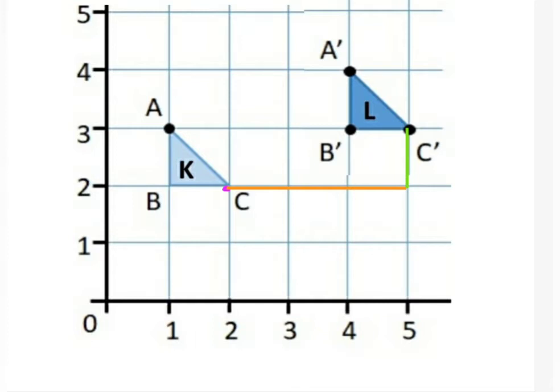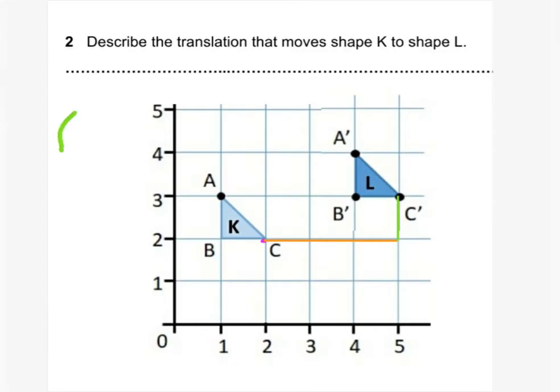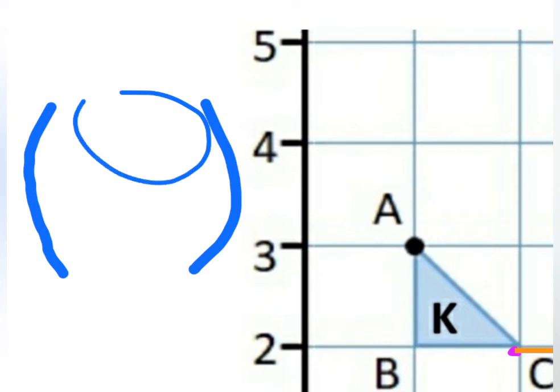How do you write a vector of translation? You write it with brackets, like these. Let me show you. Two big brackets. Now, in these brackets, on the top, you're going to describe the x movement, or the horizontal movement. And on the bottom, you're going to describe the vertical movement, or the y movement.